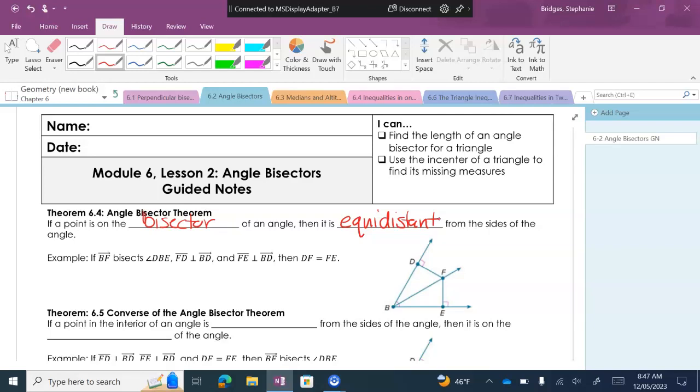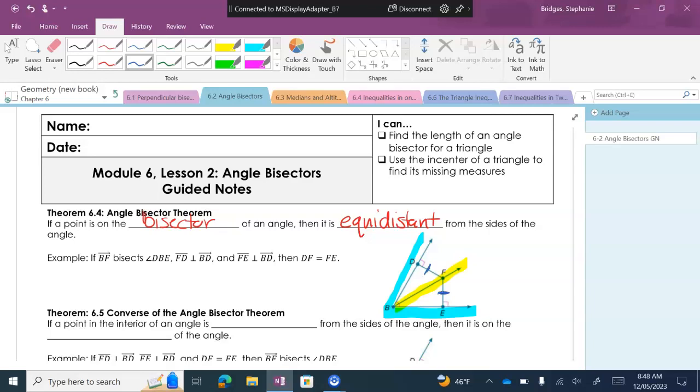My picture's a little bit different than what's up here, but it says if ray BF, okay, there's my ray, bisects angle DBE, so here's angle DBE, then what it says is that FD and FE would be equal to each other, okay? The reason it says they're perpendicular is, again, because the distance between a point and another one is the straight distance, the altitude, how directly straight. So that's why we have the right angles there.